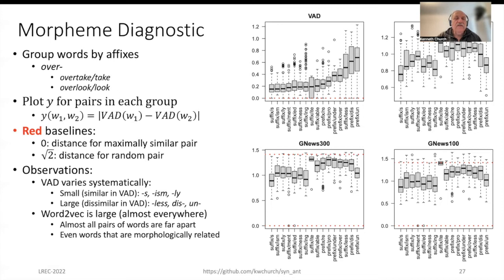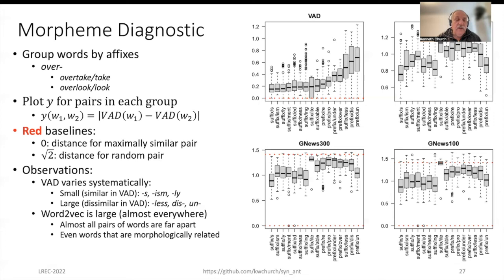Now we're kind of interested in this thing we call a morpheme diagnostic. So if you group words by affixes, say over, then you have a pair of words like overtake and take, or overlook and look, and you can measure their distances in the VAD space or in various word2vec distances. What we do is we plot words by groups based on affixes. The red lines are drawn at 0 and square root of 2. Small distances would be pairs that are similar to one another, kind of synonyms. Large distances would be like random pairs.